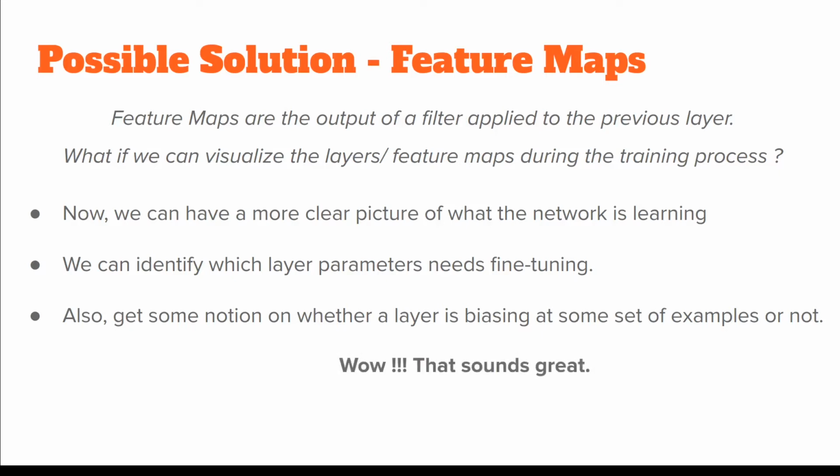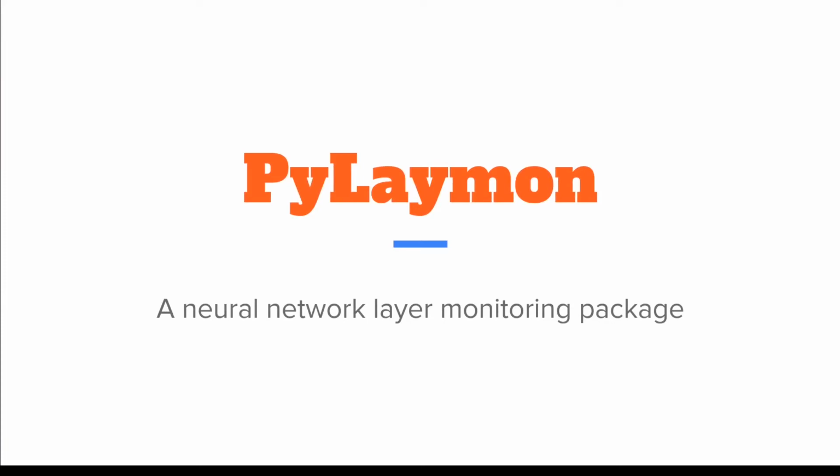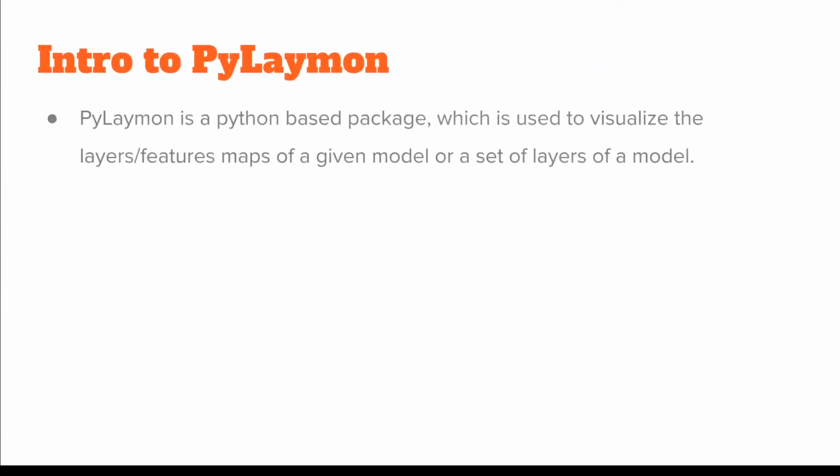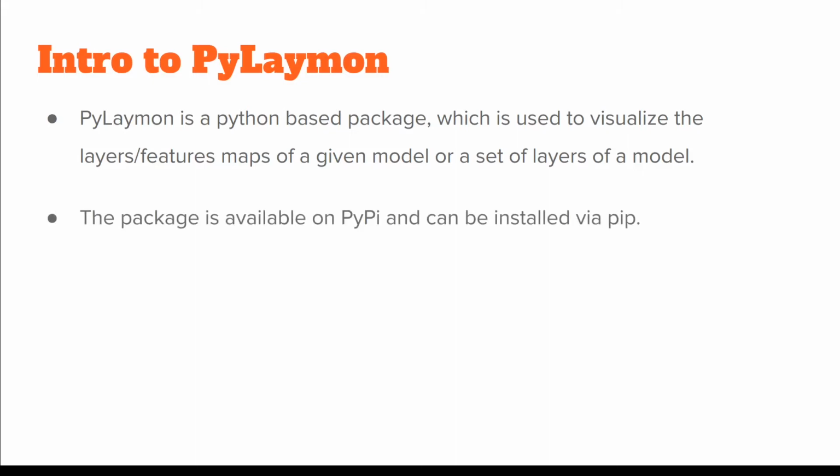Whoa, that sounds great. But is there a package to do so? Luckily, yes. It's called PyLaymon, a neural network layer monitoring package. PyLaymon is a Python-based package which is used to visualize the layers or the feature maps of a given model or a set of layers of a model. The package is available on PyPI and can be installed via pip.